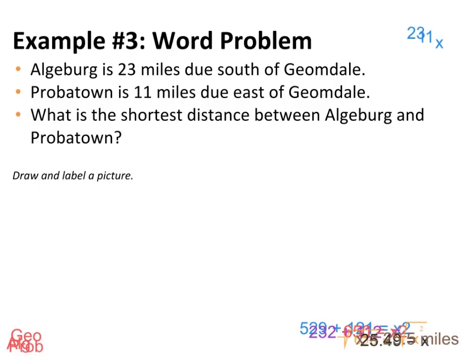So here we have a word problem. It says Algeburg is 23 miles due south of Geomdale. Probatown is 11 miles due east of Geomdale. What is the shortest distance between Algeburg and Probatown? So it says we can draw and label a picture because we're going to have a triangle. We're going to figure out which piece is missing.